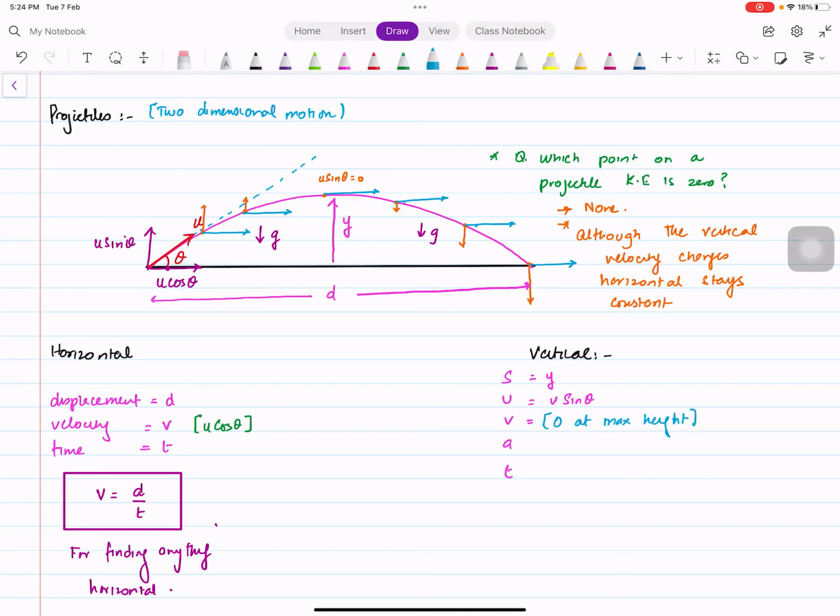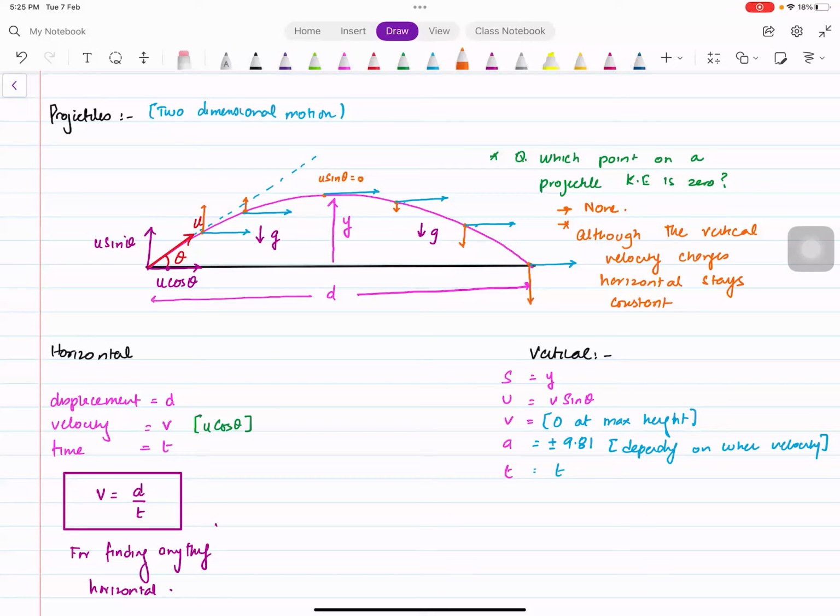Acceleration is basically 9.81 plus or minus depending on where velocity is. Like I told you in the vertical motion as well, if the velocity and the acceleration are in the same direction, you take the acceleration as positive, otherwise you take it negative. Anyway, and obviously this is time t.